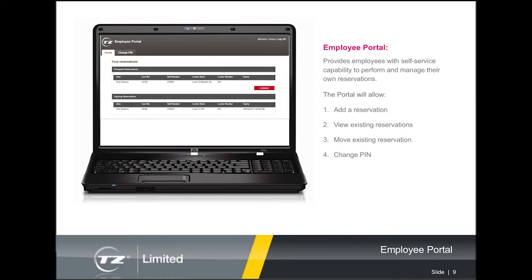Not all interactions need to happen using the touchscreen at the Daylocker. Can you imagine the line if that was the case? The employee portal is a secure web portal that provides self-service functionality for the employee to add a reservation, move a reservation, or change their PIN number. All this from the comfort of their desk. The reservations are synchronized to the locker bank, so when they interact with the locker bank, it all works.